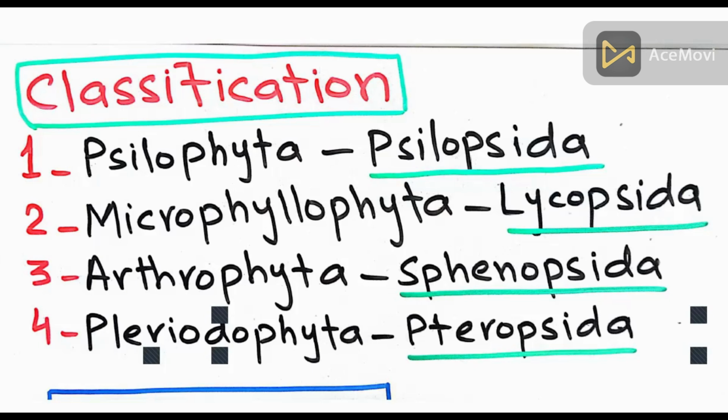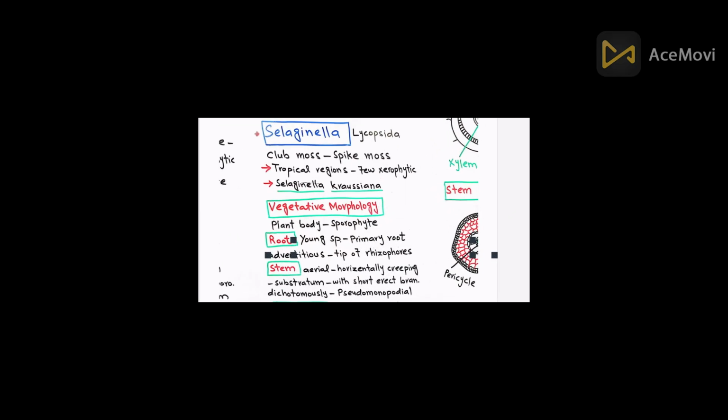Classification of pteridophytes. Pteridophytes have been divided into four major divisions. The first one is Xylophyta or Xylopsida. The second one is Microphyllophyta or Lycopsida. The third one is Arthrophyta or Sphenopsida. And the fourth one is Pteridophyta or Pteropsida.